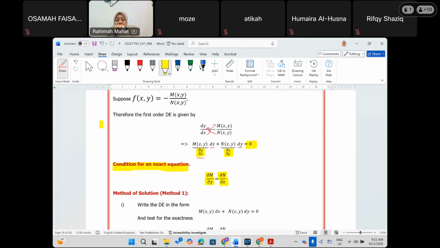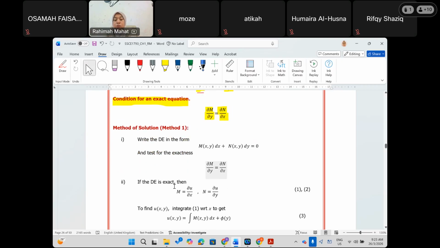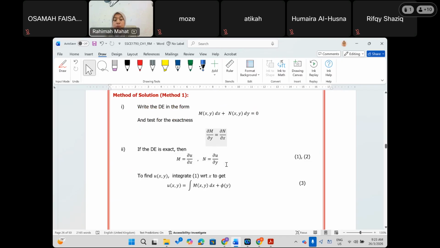There are two methods of solution. The first one is you test the exactness. If equal, it is exact. If the DE is exact, then M is equal to ∂u/∂x and N is equal to ∂u/∂y. After that, you need to do the integration. Integrate 1 with respect to x, and we get this one, with your phi(y).